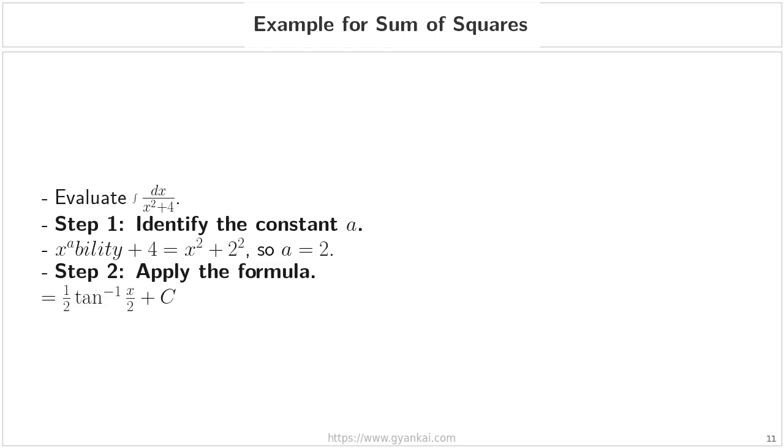Step 2. Apply the formula. Now that we know a is 2, we can directly apply the formula we derived earlier. The formula is 1 over a times the inverse tangent of x over a, plus the constant of integration. Substituting a equals 2 into the formula, we get 1 over 2 times the inverse tangent of x over 2, plus c. The integral of 1 over x squared plus 4 with respect to x is equal to 1/2 times the inverse tangent of x over 2, plus the constant of integration.